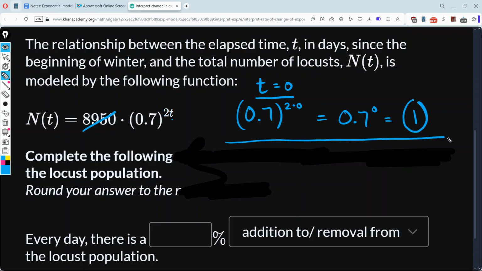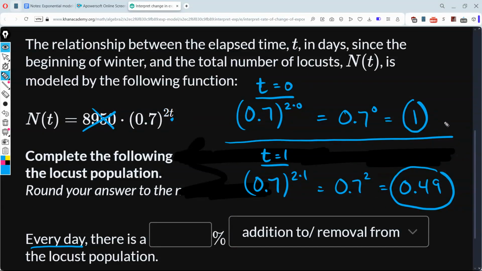Now, we want to see each day or every day. So first we did t equals 0. Now let's do the next day, t equals 1. Okay, so we're going to ignore the initial value because we want to see what we're multiplying by. Plug in a 1. We have 0.7 to the power of 2 times 1. We're subbing in 1 in place of t. All right, and 0.7 to the power of 2 is going to be 0.49.